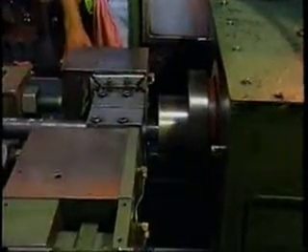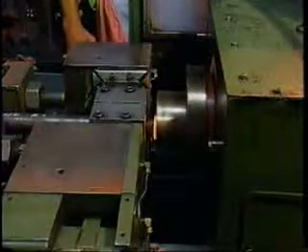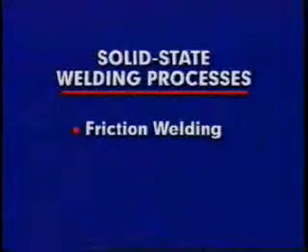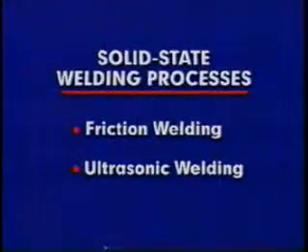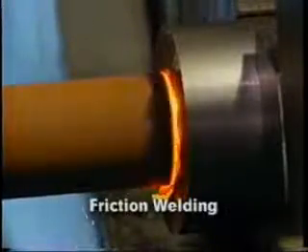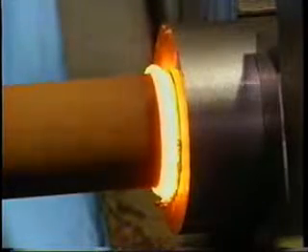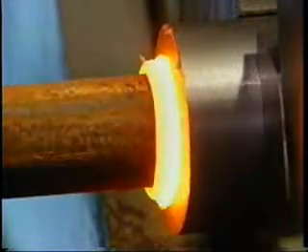In solid-state welding, coalescence is created at temperatures less than the melting temperature of the base metals with pressure. The two most used solid-state welding processes are friction welding and ultrasonic welding. Friction welding is an extremely rapid method of welding workpieces, typically in butt joints, by frictional heat and axial force.